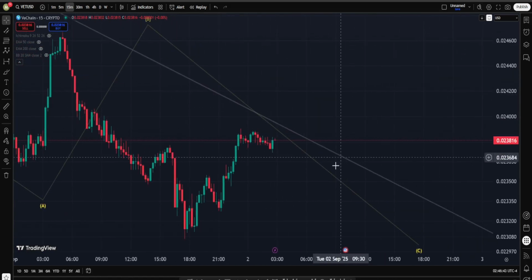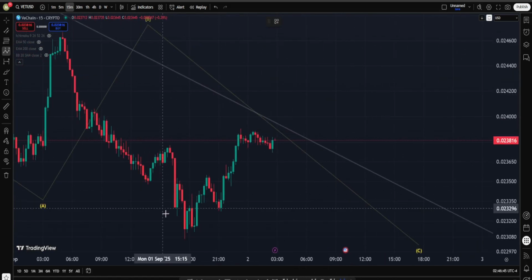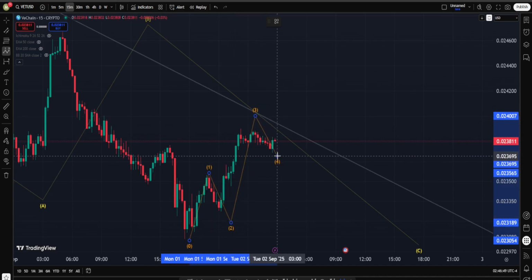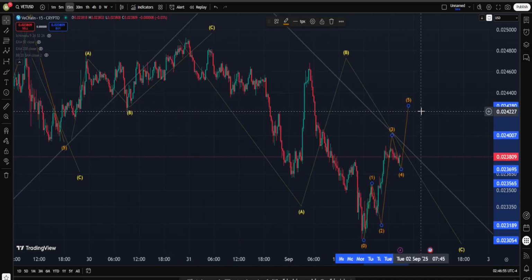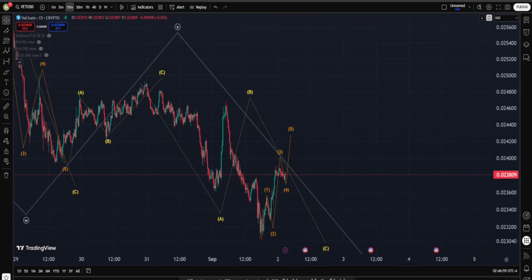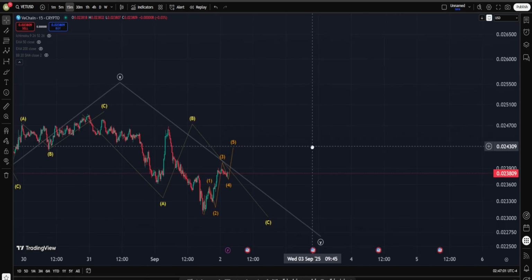There we go. And as you can see, maybe we are having in here a 1, correction for 2, another move up into wave 3, correction for 4, and I actually do believe that this move up is going to continue a little bit more, and it's going to be into our wave 5. But here's a very important point: this move to me is not really that important. It's honestly kind of predictable.